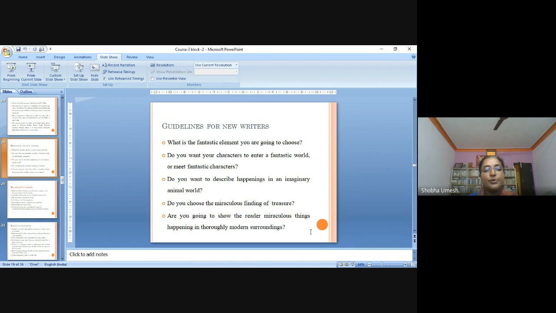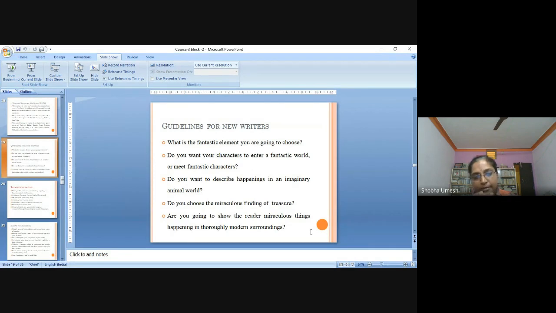And the next thing is, do you want to describe happenings in an imaginary animal world? The next point is where these imaginary things are going to take place, either in the animal world or in the human world. That is the major thing. If you have chosen only human characters, then through the human character the imaginary animals should be introduced.